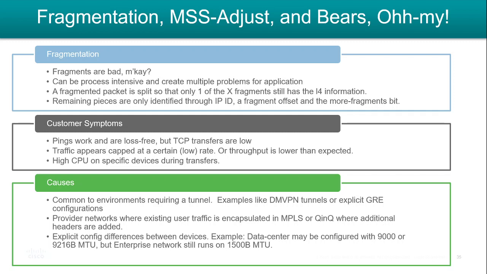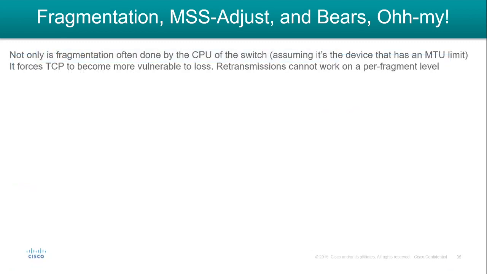That's where MSS adjust comes in. Because the MSS value is negotiated only once at the three-way handshake, we can look for that and arbitrarily lower it. And I have here a quick demonstration. I also want to highlight one of the dangers about how fragmentation can also cause an excessive amount of packet loss.